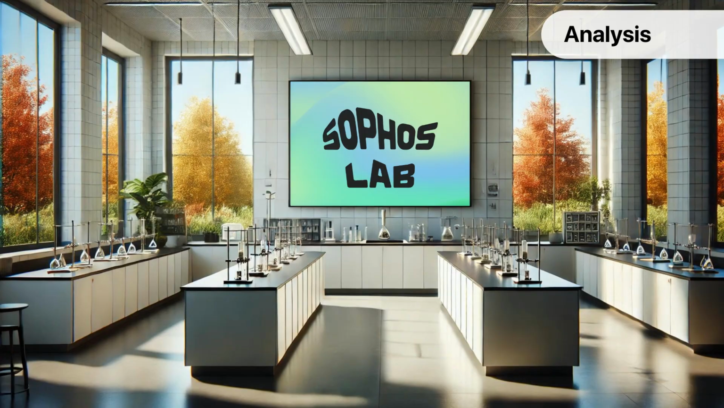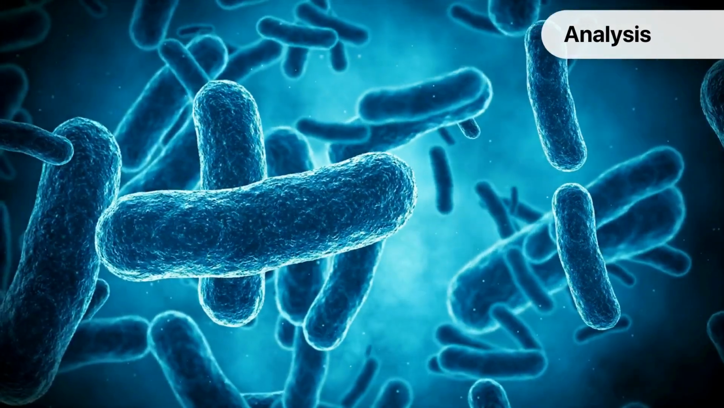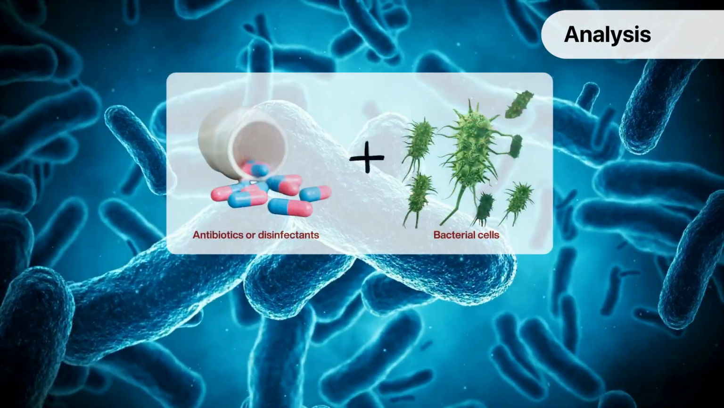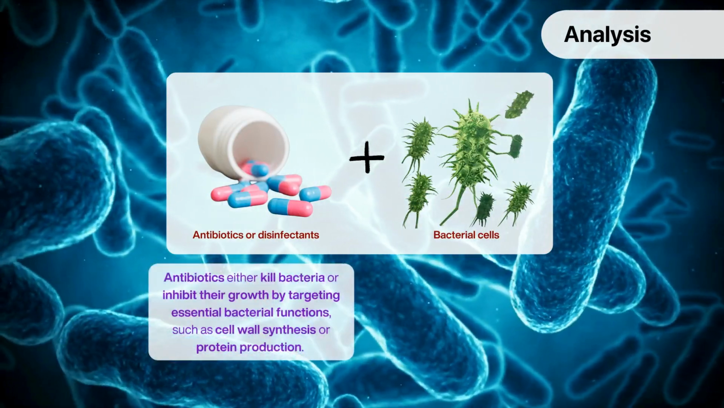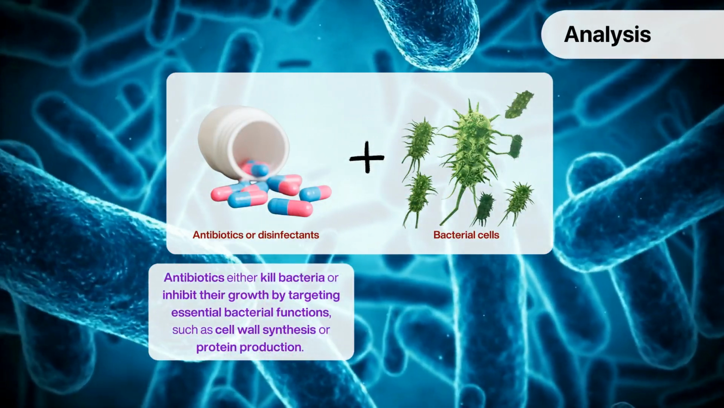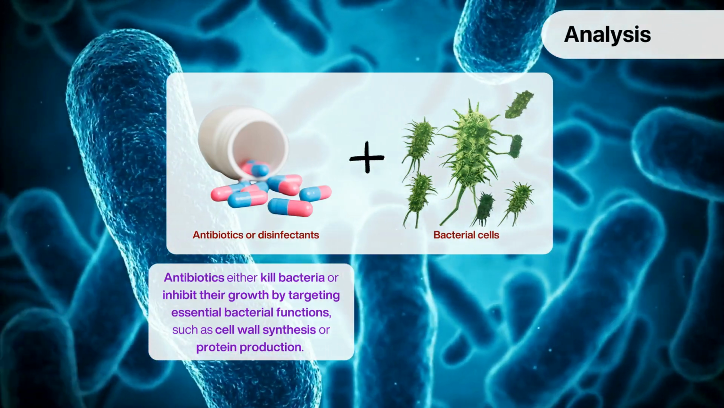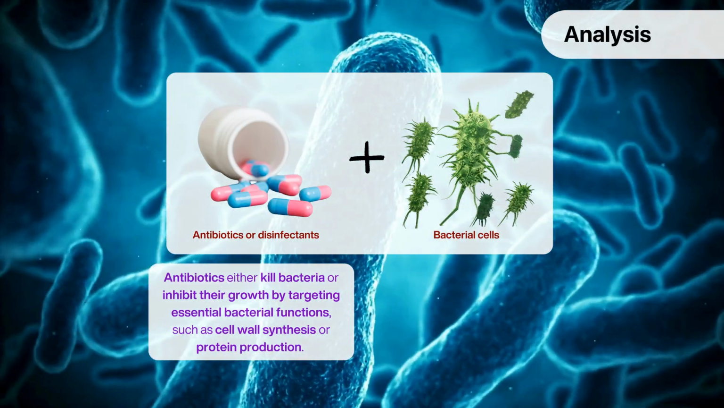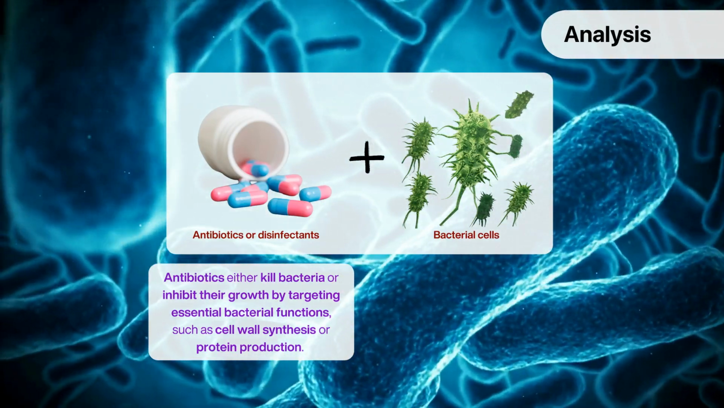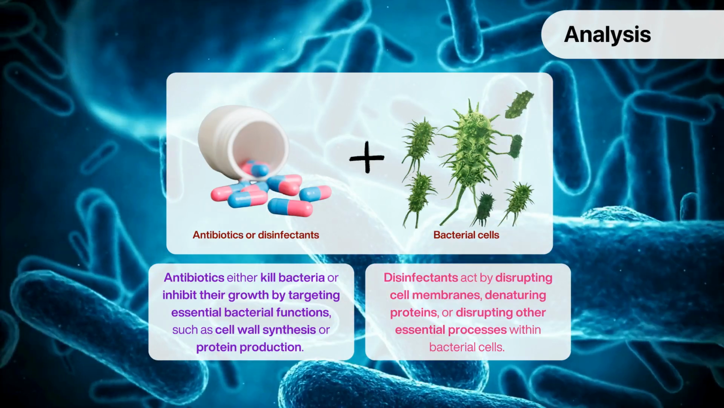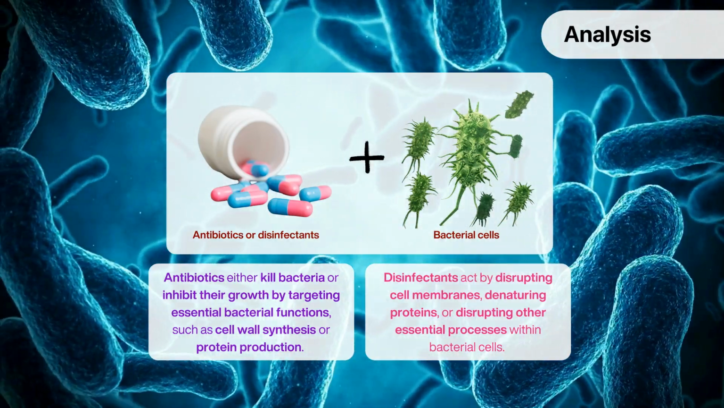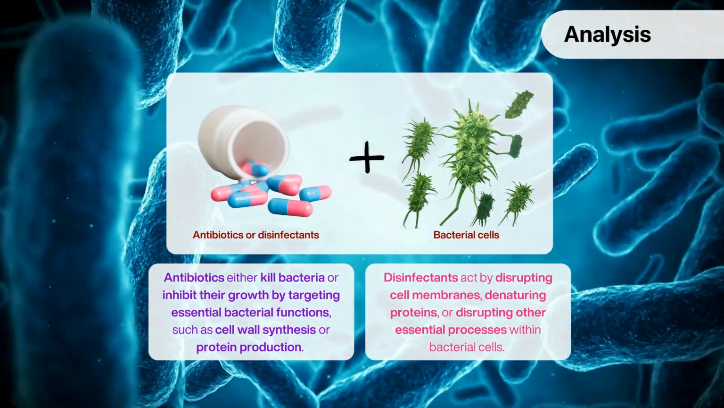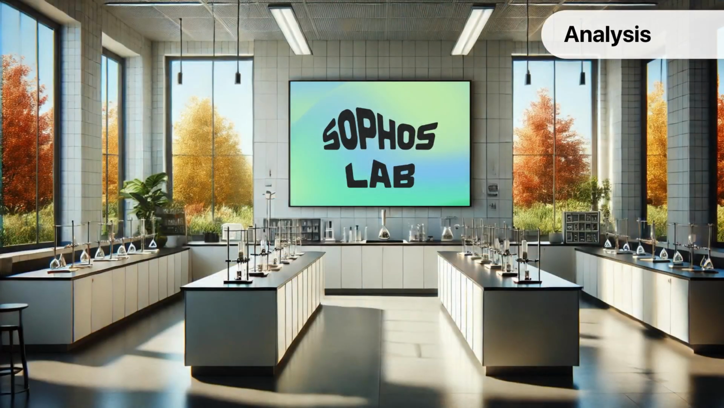Let's now analyse this experiment. The central biological reaction in this practical is the interaction between antibiotics or disinfectants and bacterial cells. Antibiotics either kill bacteria or inhibit their growth by targeting essential bacterial functions, such as cell wall synthesis or protein production. Disinfectants, on the other hand, typically act by disrupting cell membranes, denaturing proteins, or disrupting other essential processes within bacterial cells. To analyse the results, follow these steps.